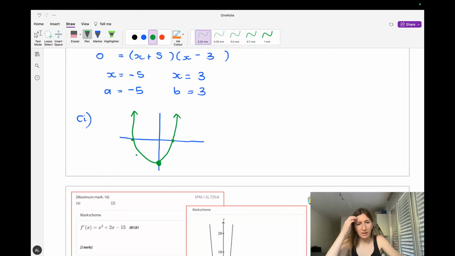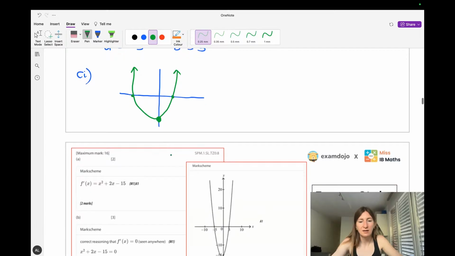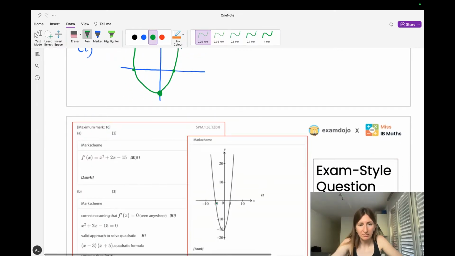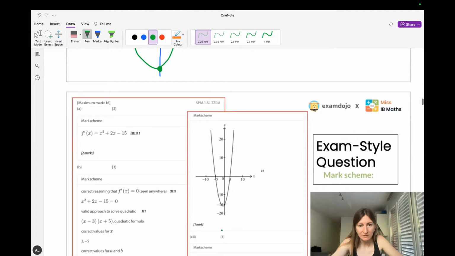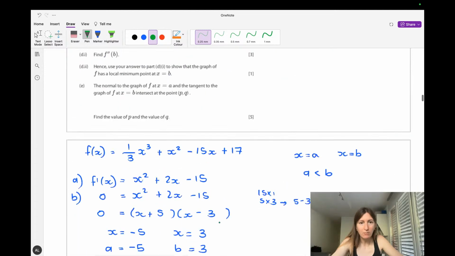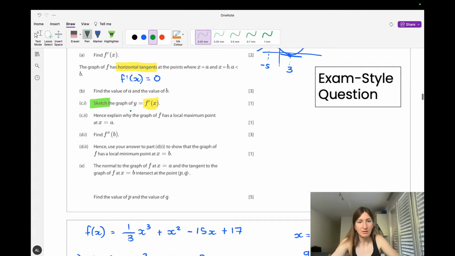This is not the vertex, by the way. The vertex is somewhere here. This is just the y-intercept because we're at minus 5 and 3. So it's a little bit towards that side. Here you can see in the mark scheme a little bit better. Going through minus 5 and 3 and going through the point minus 15. This was only 1 mark. That was not very generous, but 1 mark.